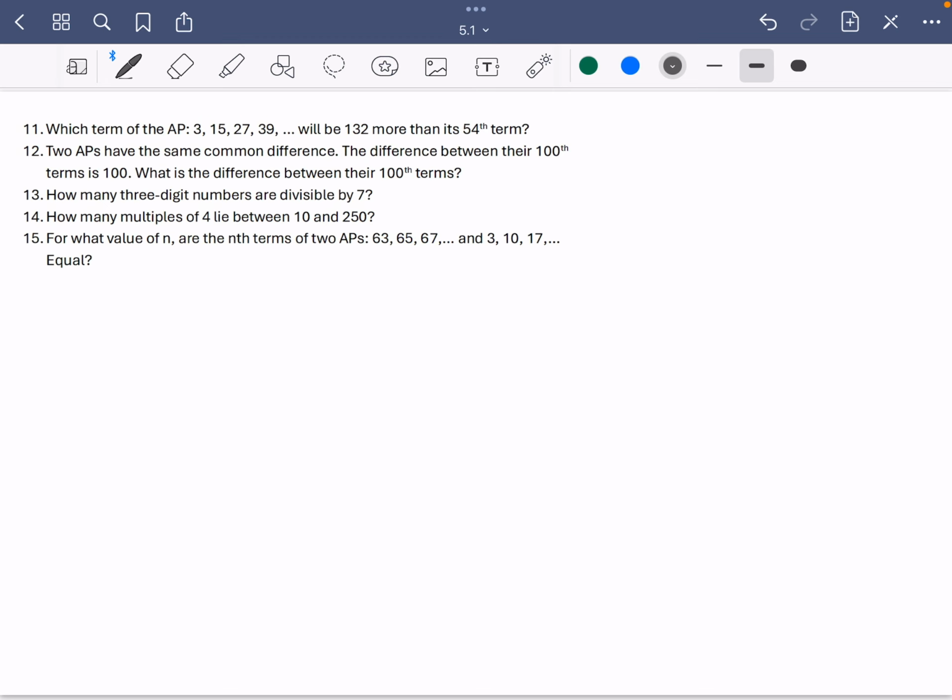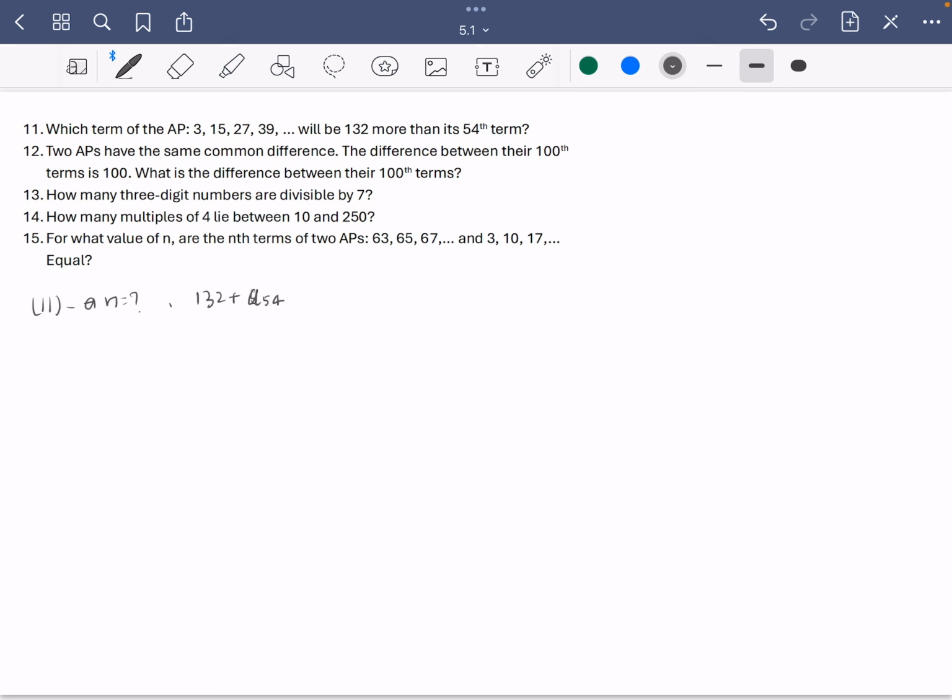Question number 11. Which term of the AP 3, 15, 27, 39 and so on will be 132 more than its 54th term? So we want to find out which term, which means we have to find out n, and you are given that it will be 132 more than its 54th term, a54.